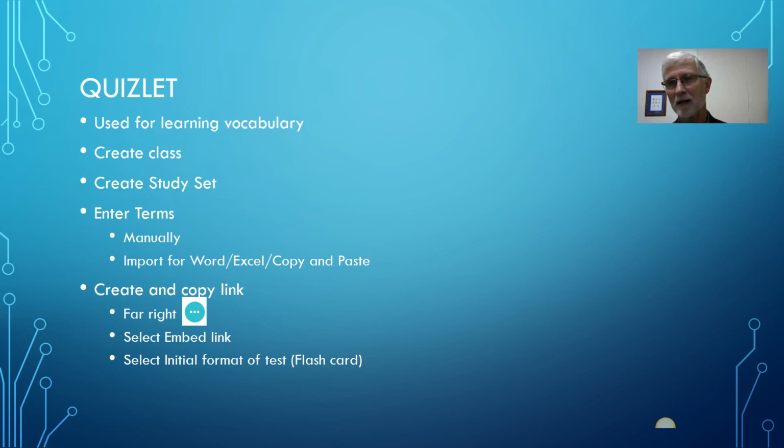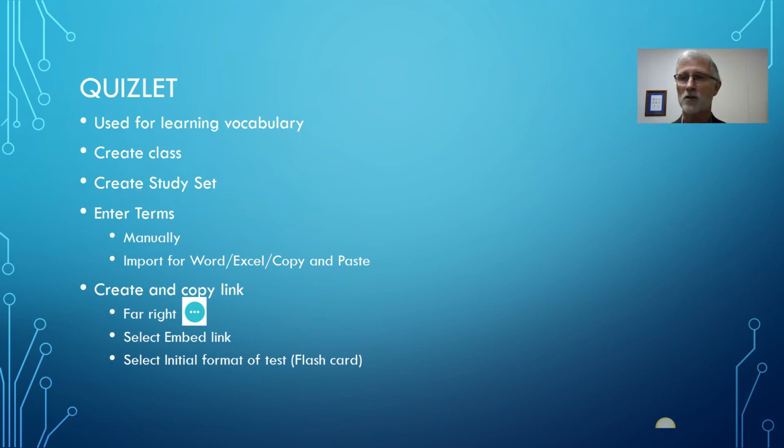So I use a copy and paste with the online books, but you can enter them all in Excel, you can enter in Word. You just got to decide which way it goes. Then what you do is, once you've got all your terms in, you press Create. Create then creates your study set.